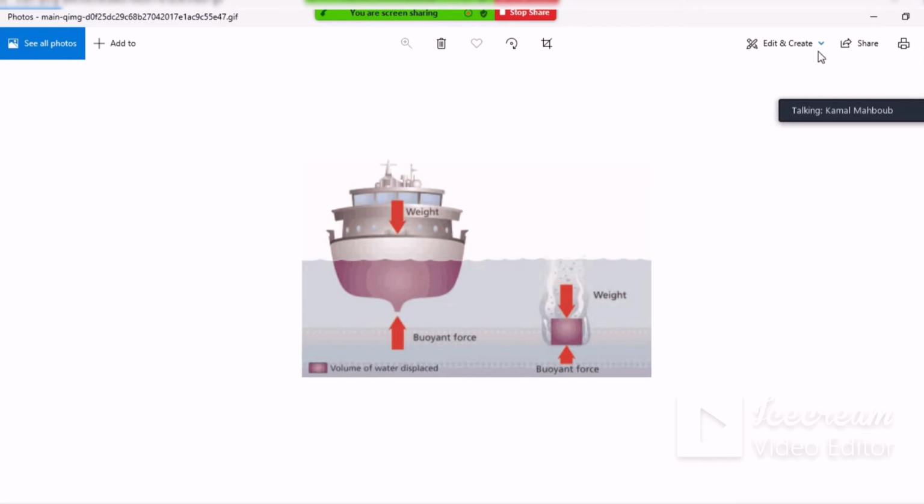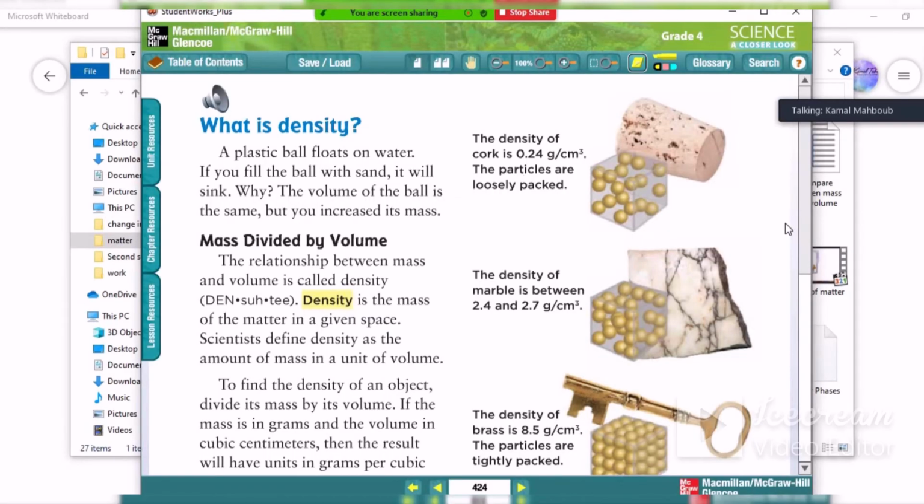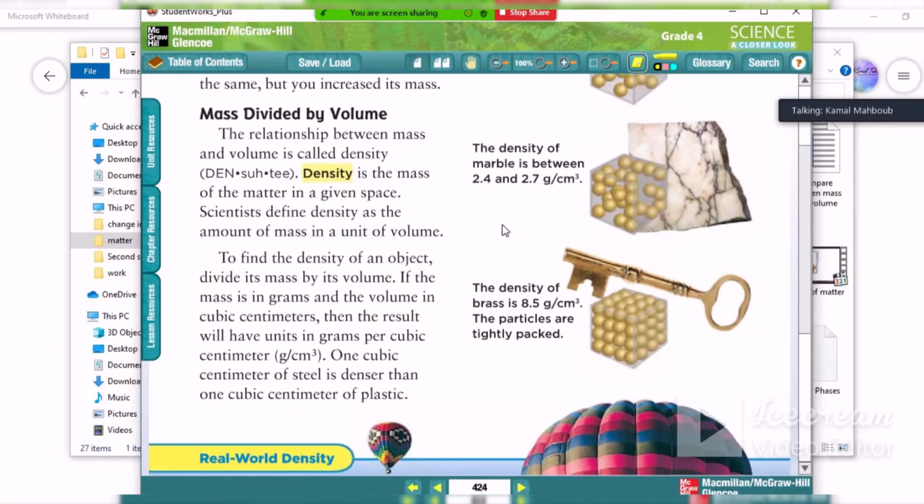That is the difference. Now in general, guys, when we are talking about density, in fact we are talking about the comparison between mass and volume, the relationship between mass and volume. Which one is bigger than the other one? Mass, volume, like that.